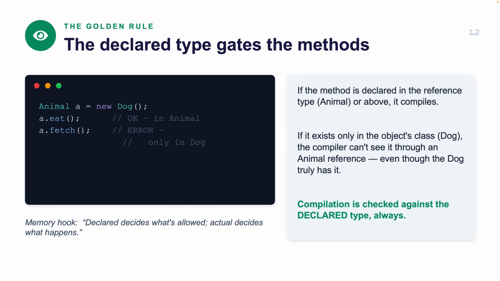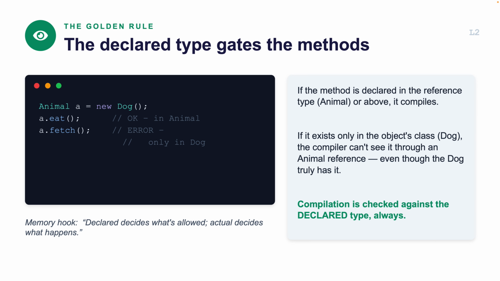Here's the golden rule of this entire topic, so let it sink in. The compiler decides which methods you are allowed to call based on the declared type, not the actual object. If your variable is declared as Animal, you can only call methods that Animal defines, even if the real object is a Dog that has extra methods. So if a Dog has a fetch method, but the variable is typed as an Animal, calling fetch is a compiler error. The compiler doesn't care that the object is really a Dog. It only looks at the declared type.